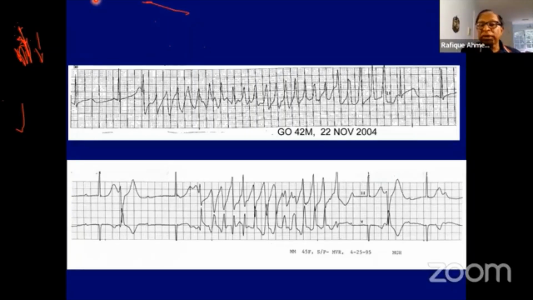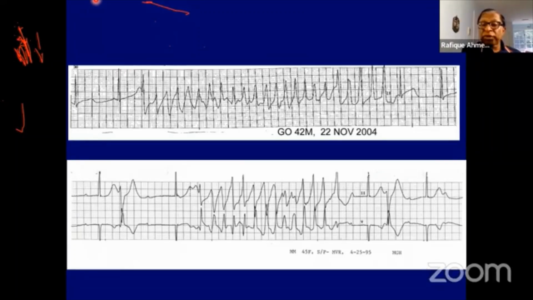Number two, is there any offending drug? The offending drug can be an antibiotic, because let's say the patient comes with sepsis and you start a new antibiotic, and that can be the cause. And then, of course, let's say somebody is already getting in and out of torsades.